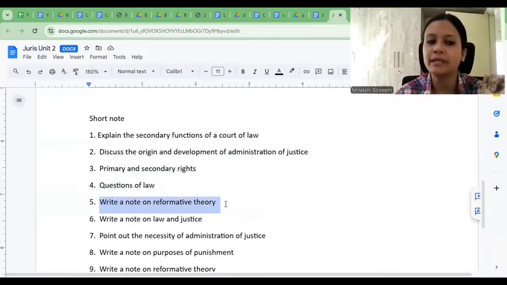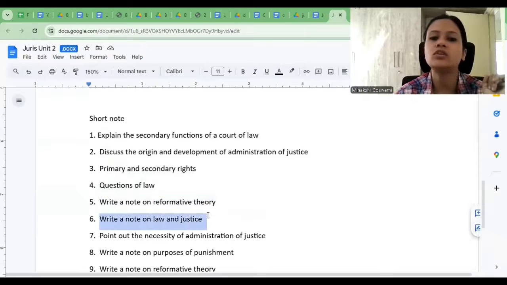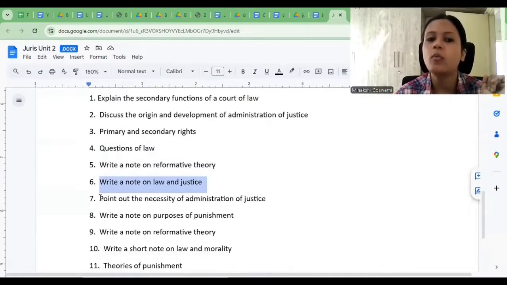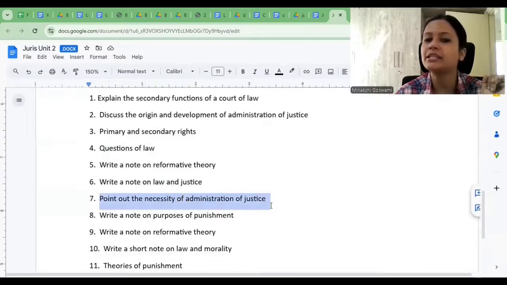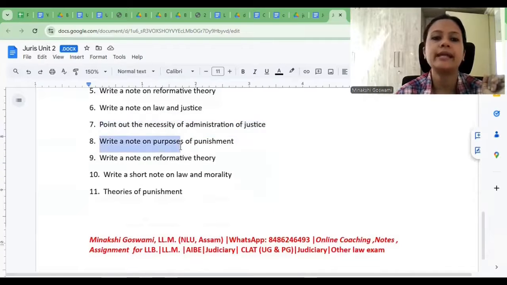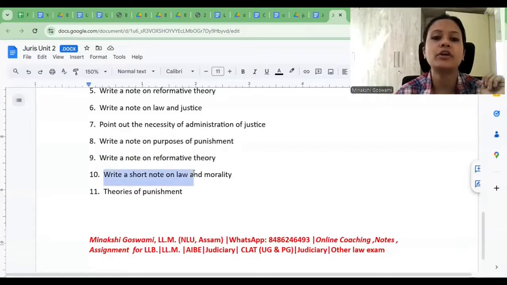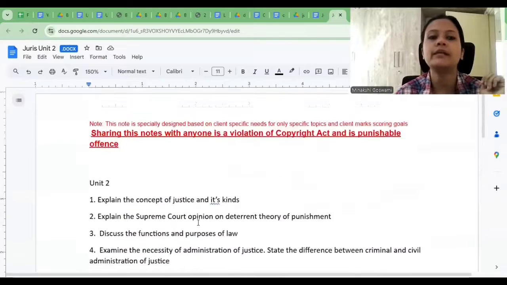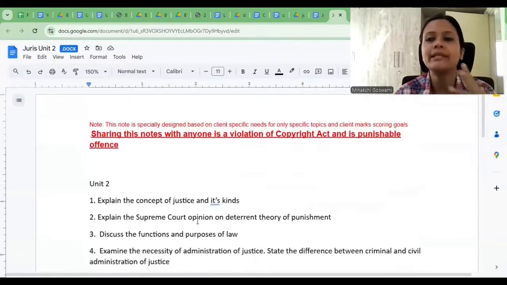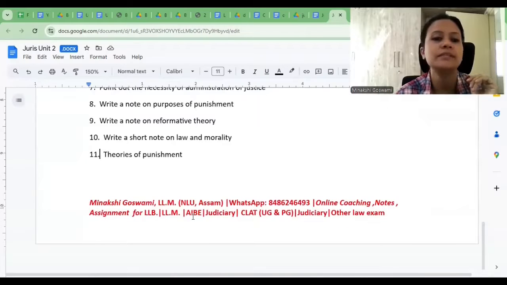Write a note on reformative theory. Write a note on law and justice. Point out the necessity of administration of justice. Write a note on purpose of punishment, why punishment is given, how it helps. You should write a note on that. Write a note on reformative theory. Write a short note on law and morality, theories of punishment. So these were some of the most commonly asked questions that we see from Unit 2 of Jurisprudence syllabus.